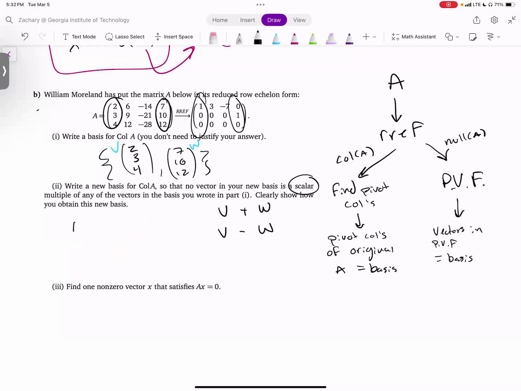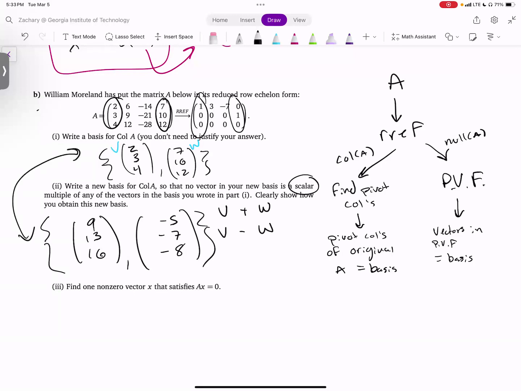So this gives me a new basis of 9, 13, 16 and minus 5, minus 7, minus 8. Okay, here's a new basis. These two bases are equally valid for the exact same space.